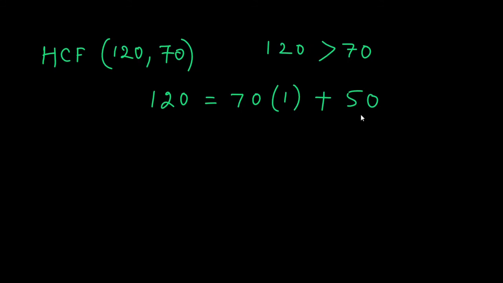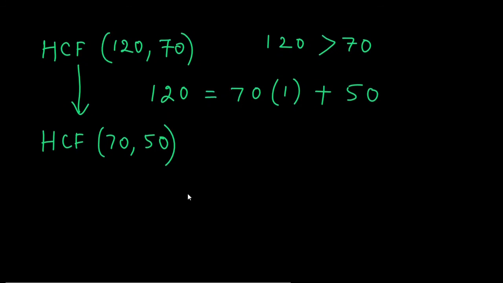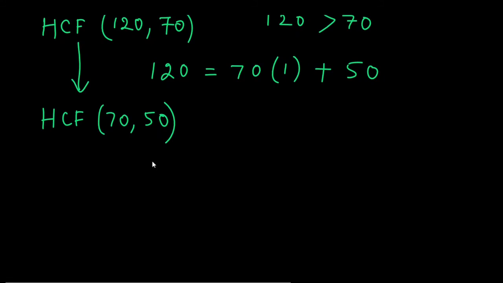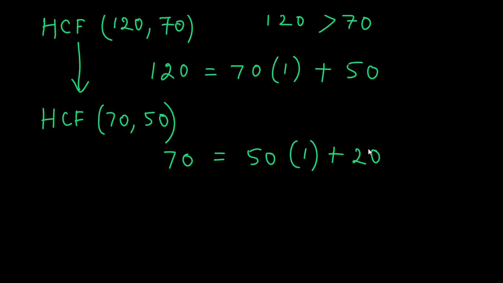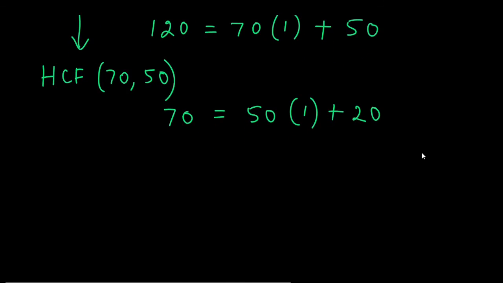Now we have got the remainder 50. Remainder is not 0 here, so we have to go further. Now we consider 70 and 50. HCF of 120 and 70 is equal to HCF of 70 and 50. Apply Euclid division lemma to 70 and 50. So 70 can be written as 50 into 1 plus 20. Remainder is 20 here. Remainder is not equal to 0.